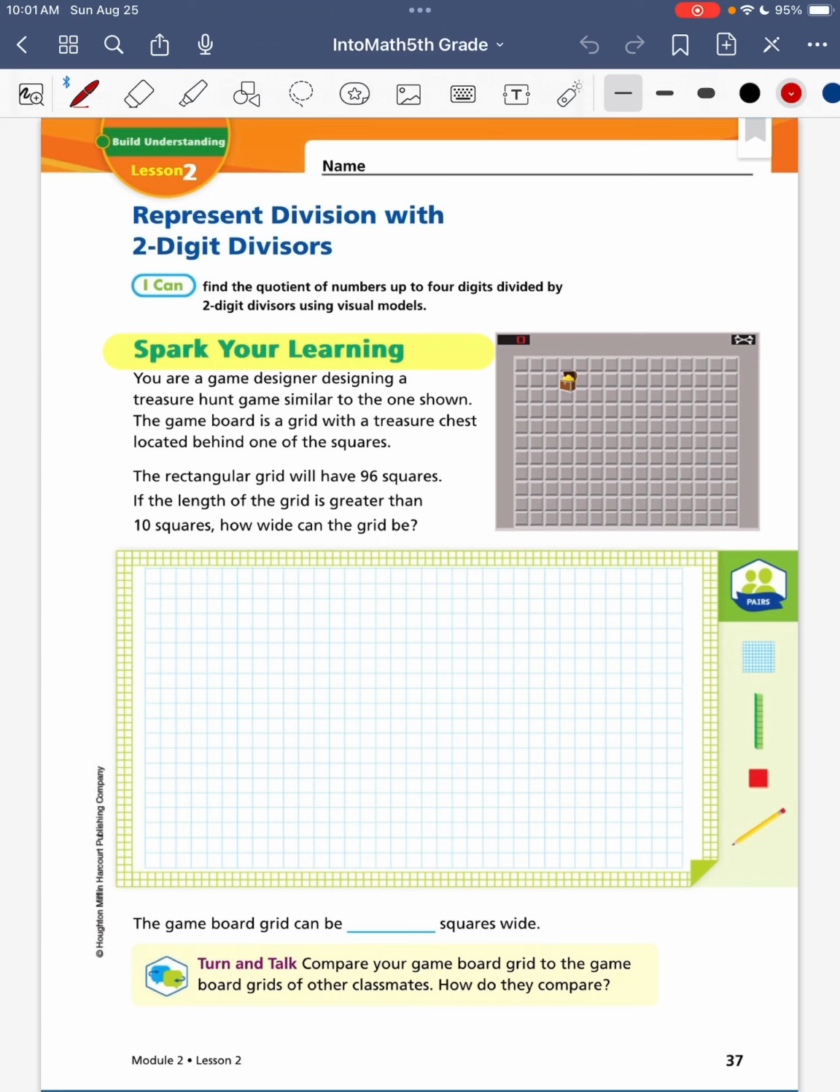Today we will be working on Module 2, Lesson 2. These are pages 37 through 42 in your Unit 1, Module 1 through 9 workbook. In this video, we will go through the Module 2, Lesson 2 with the Spark Your Learning, Build Understanding questions, and a few select questions from Check for Understanding and On Your Own. Feel free to skip around in the video to find help working on the particular problems you may need help on.